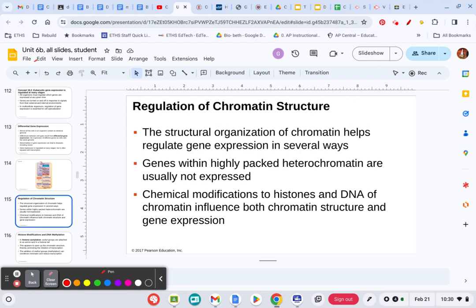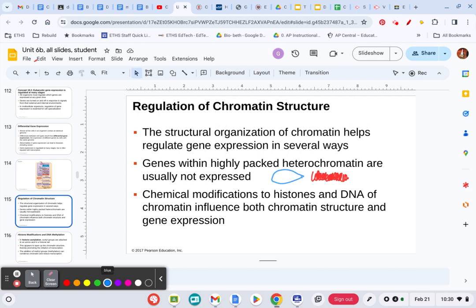If they're really, really tightly coiled like this, there's no way that if I am a little teardrop shape RNA polymerase, I can get into that section of the chromosome and transcribe the mRNA. Okay. So one way of doing that is to modify the DNA so that it's wound very, very tightly.